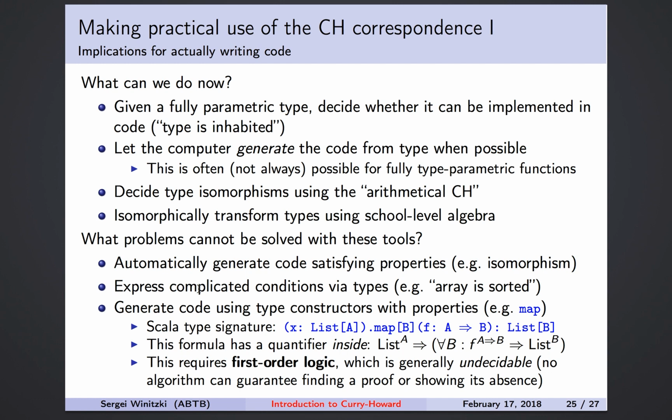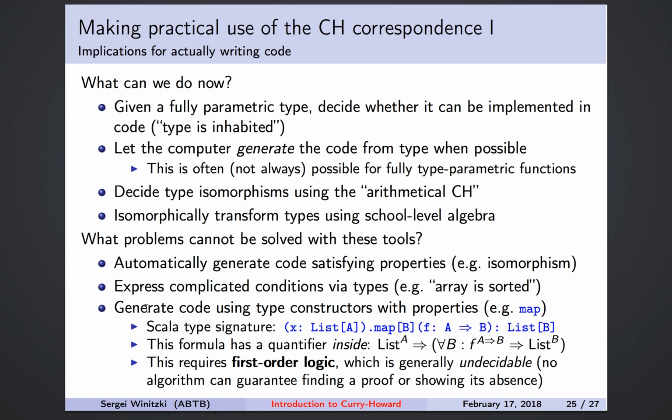Another thing we cannot do is to express complicated conditions via types, such as that an array is sorted. The type system is not powerful enough in all the languages I listed. You need a much more powerful type system, such as that in the programming language Idris or Agda or Coq. Those are much more powerful type systems that can express such complicated conditions. But for those type systems, there is no algorithm that will generate code.